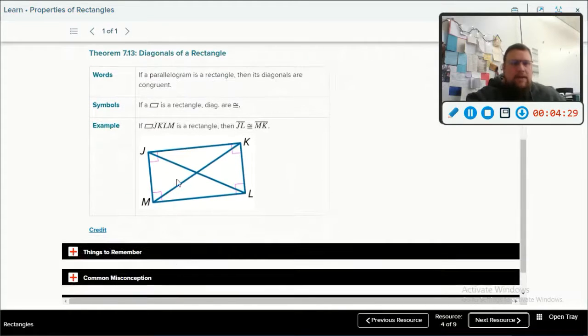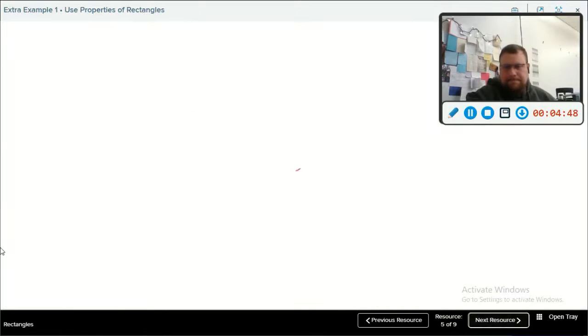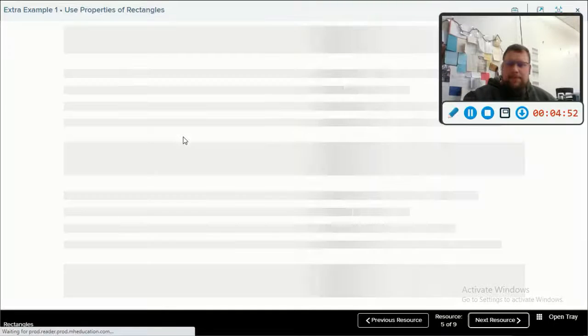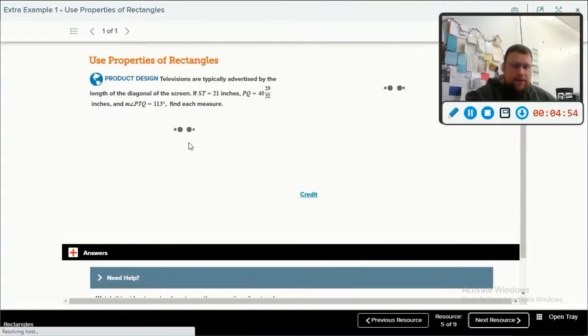So diagonals of a rectangle, that's theorem 7.13. If a parallelogram is a rectangle, then its diagonals are congruent. And in symbols, if a parallelogram is a rectangle, diagonals are congruent. So we know that MK is equal to JL, or congruent. Okay. Oh, I should have said pause. You can always back up a second and pause if you need to.